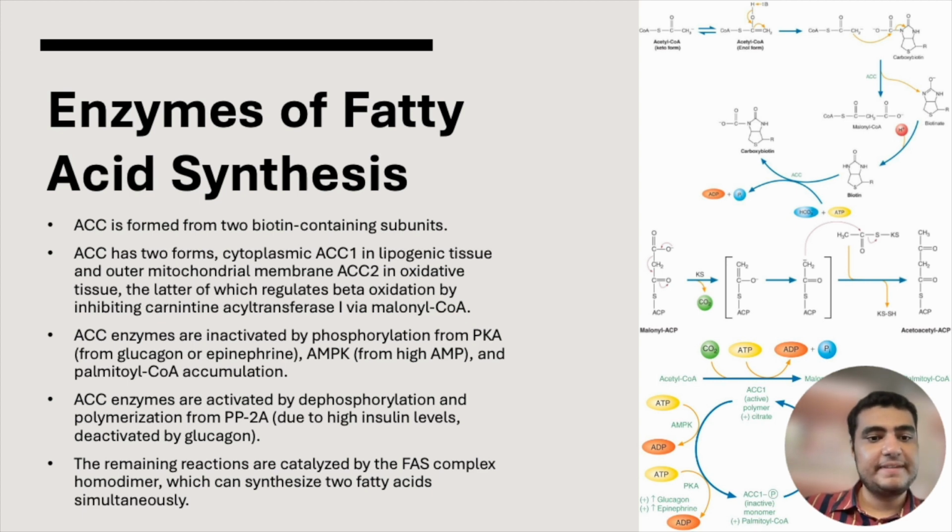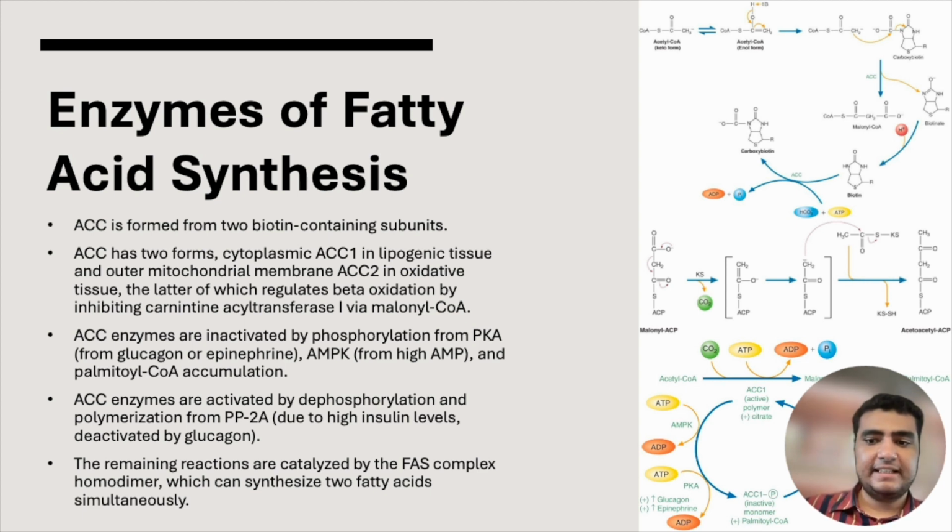The rest of the reactions are catalyzed by the FAS complex, which is a homodimer, so it consists of two subunits, and these two subunits have 7 enzymes each, and they can synthesize 2 fatty acids simultaneously. The reactions are shown here.